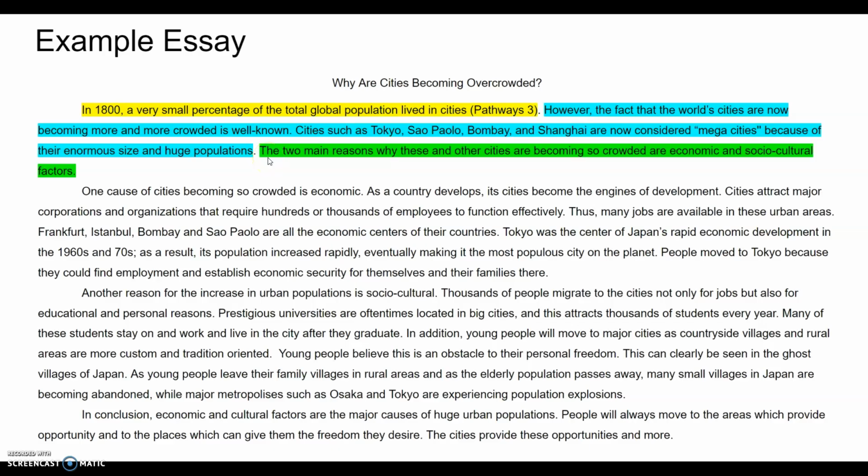Then we have the thesis statement, which again is the main idea of the essay. The thesis statement is again going to be the last sentence in the introduction paragraph. So our thesis statement is: the two main reasons why these and other cities are becoming so crowded are economic and social cultural factors.